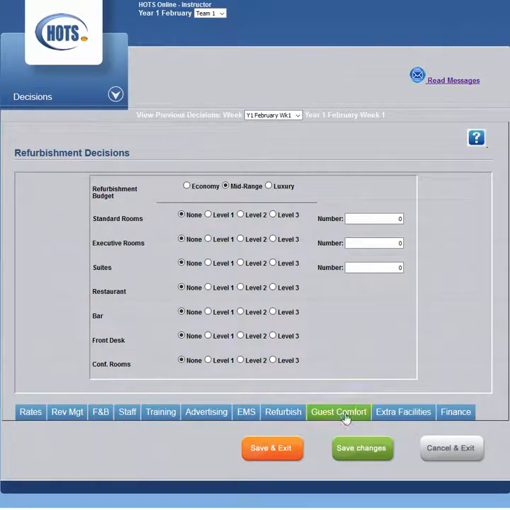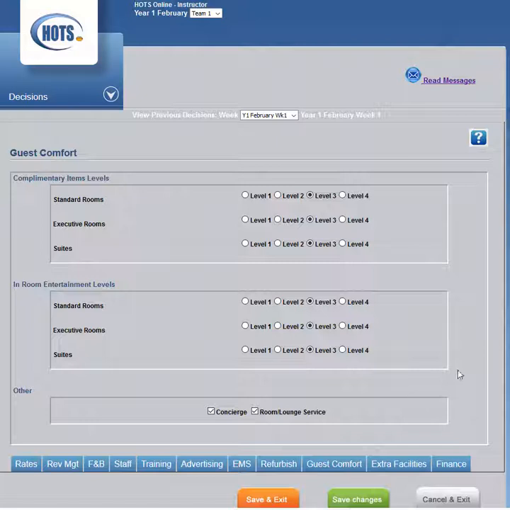The guest comfort decisions, rather similar to F&B decisions, are really strategic level decisions. So we're saying, given the market segment, the market position of our hotel, what's the appropriate level of complementary items, in-room entertainment to have in the rooms when the guests arrive. Each of the different levels available is described in detail with its costs in the help file, and it's a decision on strategic fit. So a luxury hotel with level 1 complementary items, which basically just soap and shampoo in the bathroom, isn't a best strategic fit, whereas level 4 for a luxury hotel would be a better strategic fit, or perhaps level 3. Same with in-room entertainment.